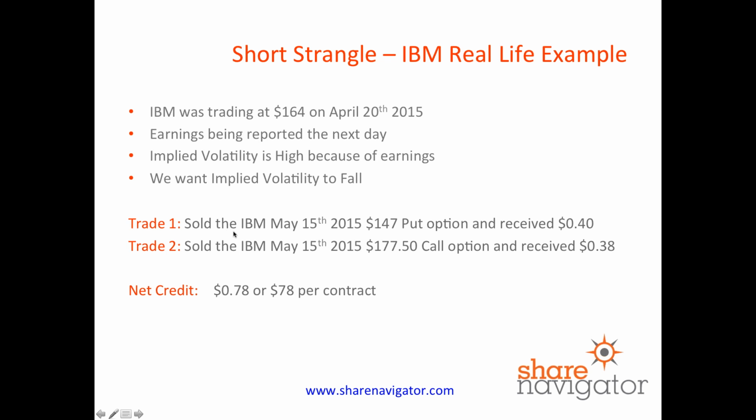So our first trade was to sell the May 15th $147 put and we got 40 cents a share in. And the second trade was to sell the $177.50 call and we got 38 cents a share in. So our net credit was 78 cents a share or $78 per contract.